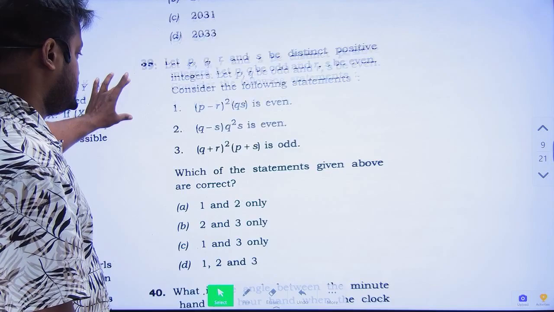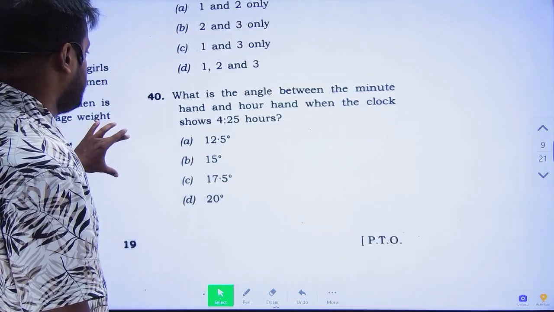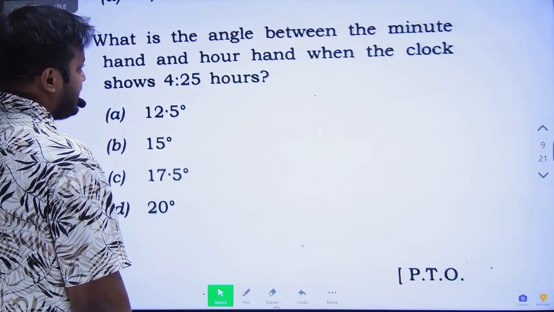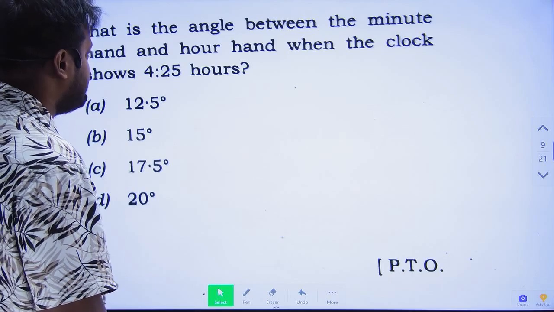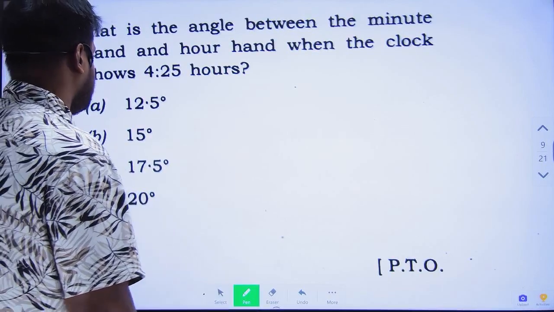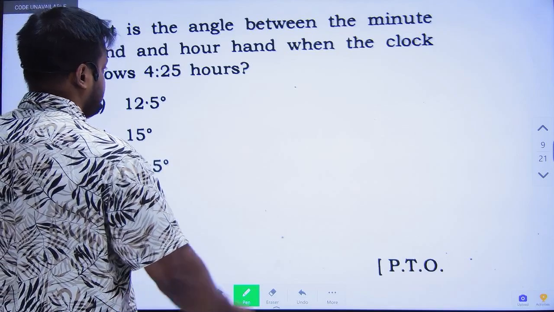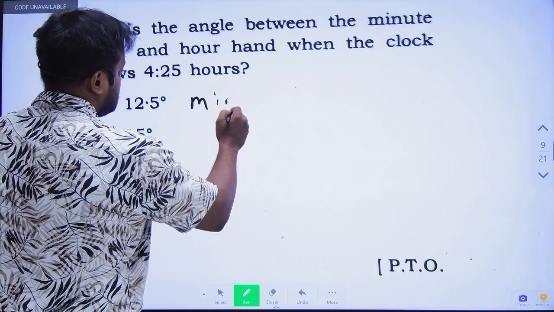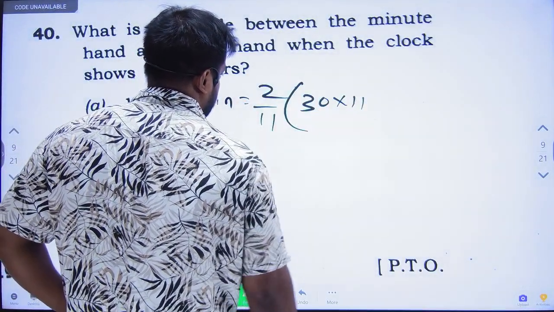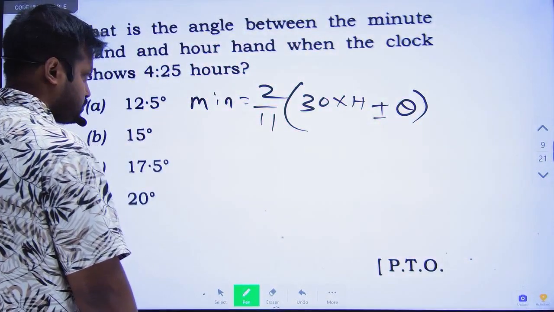Okay. Statement questions we will do afterwards. Question 40, again based on clocks. What is the angle between the minute hand and hour hand when the clock shows 4:25, that is 25 minutes past 4? So minute equal to 2 by 11, 30 into hour plus minus theta.